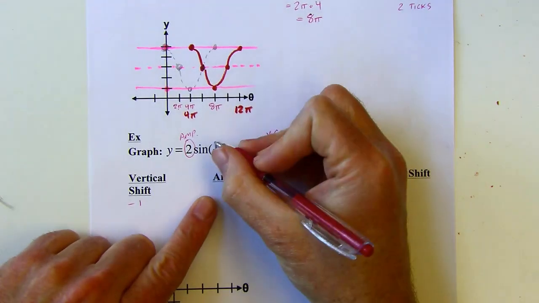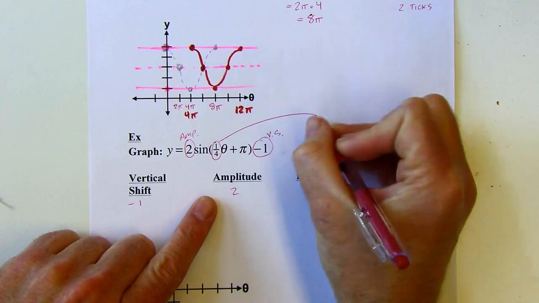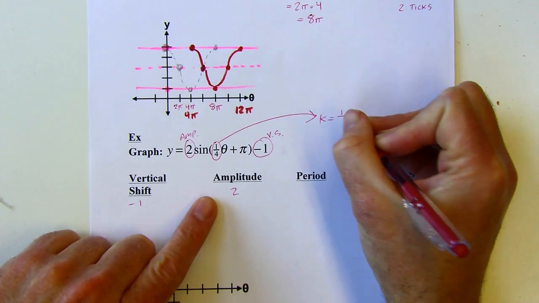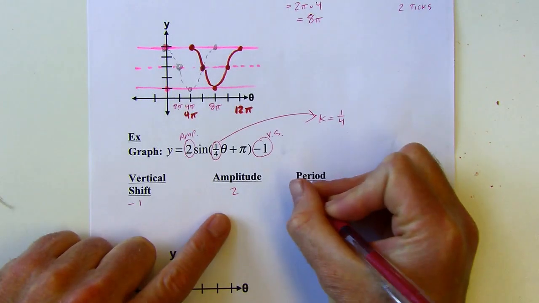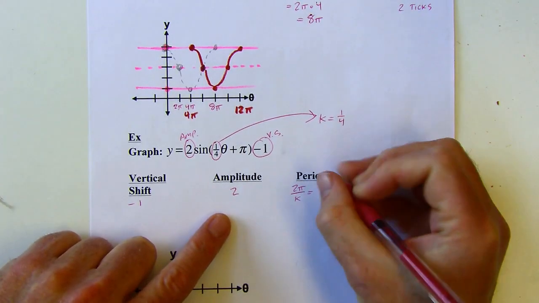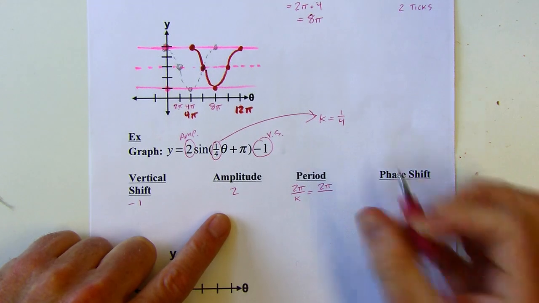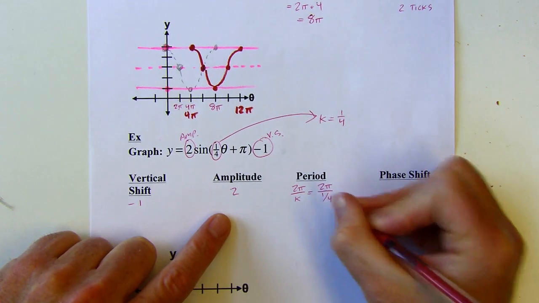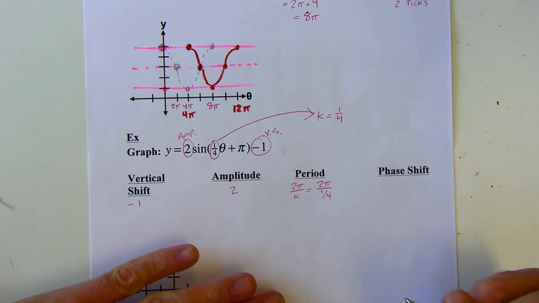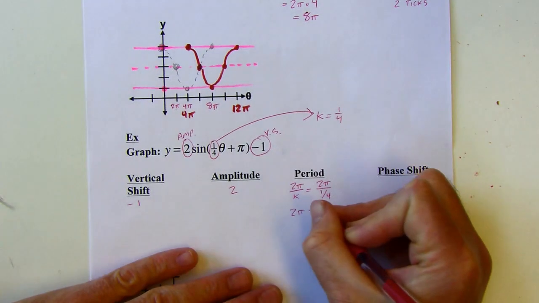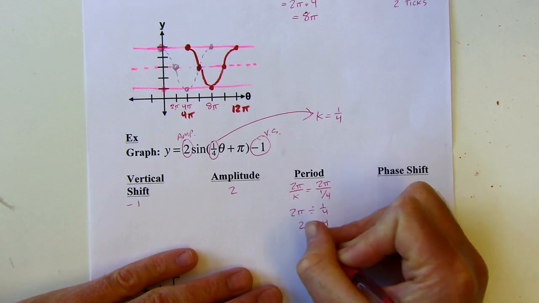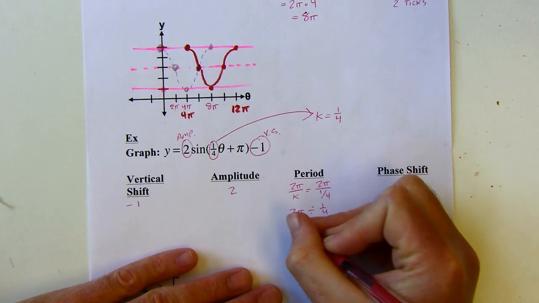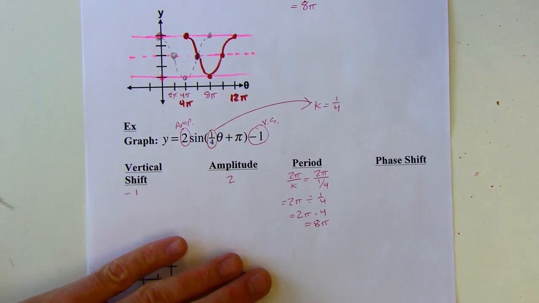Period, I'm going to use this as k. Okay, so it's 2 pi over k. 2 pi over whatever k is. Okay, and this is the same as the last problem this time. So I've got 2 pi divided by 1/4, and that means 2 pi times 4, 8 pi. Okay, so my period is going to be 8 pi.